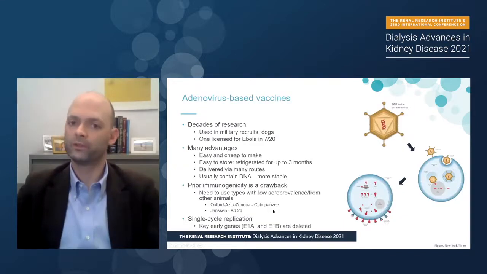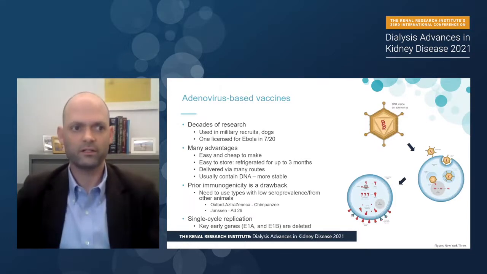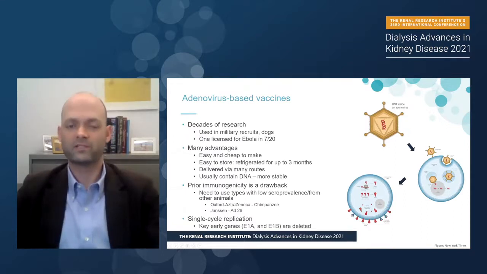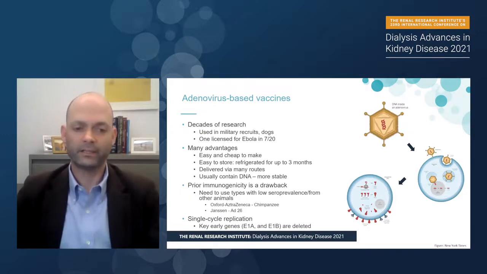Now, moving on to different types of vaccines. So we talked about the mRNA vaccines. Another new technology that was utilized for COVID-19 are these adenovirus-based vaccines, or the viral vector vaccines. A little bit different than the mRNA, but there are some similarities as well. In fact, there have been decades of research for these viral vector vaccines, and they're actually used in military recruits and dogs. And in July of 2020, an adenovirus-based vaccine was approved in the United States for Ebola. Didn't make the news necessarily because we were paying attention to other things.